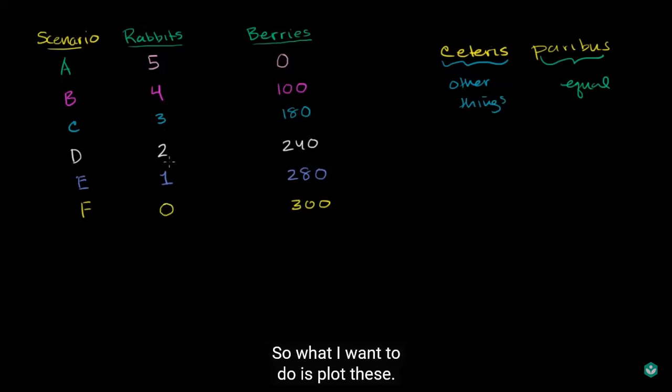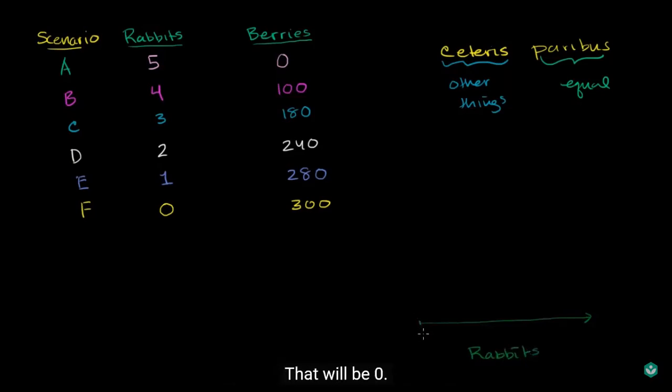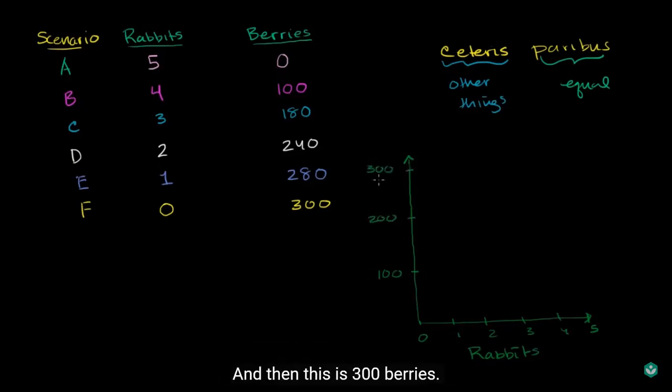So what I want to do is plot these. And on one axis, I'll have the number of rabbits. And on the other axis, I'll have the number of berries. So let me do it right over here. So this axis, I will call my rabbit axis, rabbits. And we'll start, that'll be 0. And then this will be 1, 2, 3, 4. And then that will be 5 rabbits. And then in this axis, I will do the berries. So this right over here, let's make this 100 berries. This is 200 berries, and then this is 300 berries.